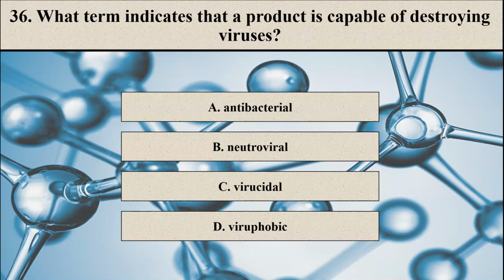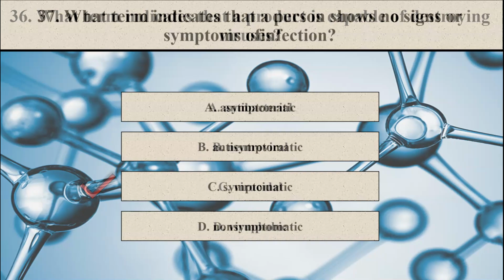What term indicates that a product is capable of destroying viruses? Antibacterial, neutroviral, virucidal, virophobic. If you chose C, virucidal, you are correct.